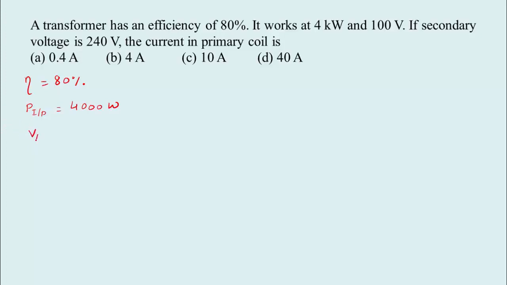So we can write it as Vp. So Vp is given, 100 volt. Then we will get the output in the secondary coil, that is Vs equal to 240 volt. Then Ip, current across primary coil, we have to calculate. So we have the equation, that is eta equal to output power with respect to input power. Output power divided by input power, or we can write it as Vs Is divided by Vp Ip.